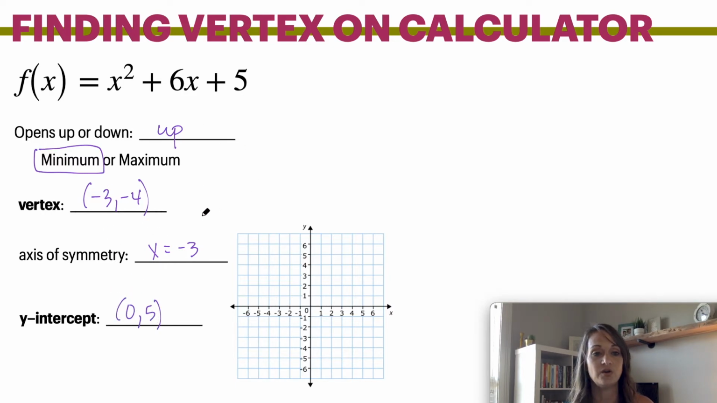And so we know that at -3, -4, we have a coordinate point. We have the axis of symmetry. We know that it crosses at 0, 5. So from this point, we will be able to graph a U, sort of, that looks like that.